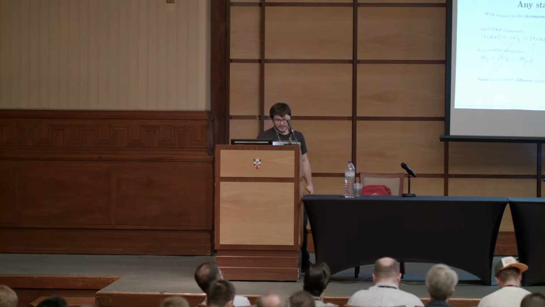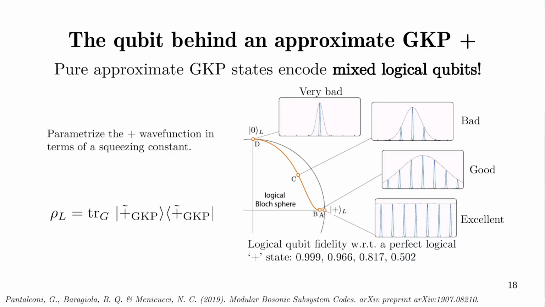So once we have this map, we can just pick any CV state we want, any wave function, and trace the gauge subsystem out and just look at the qubit. So this, as we can see, is just an example of a GKP plus state approximated with a fixed envelope parameter.